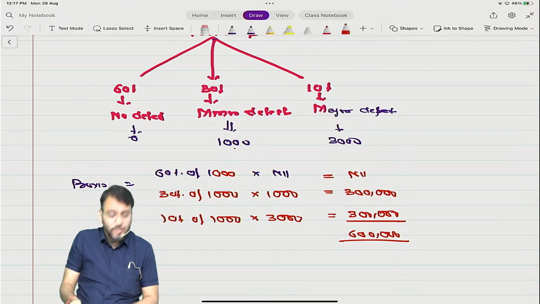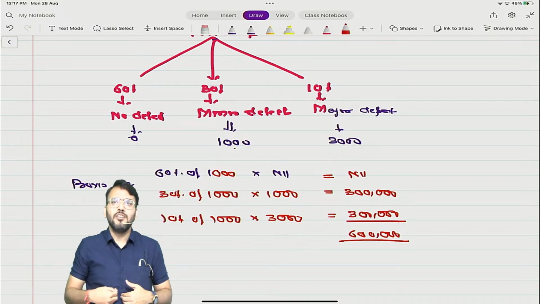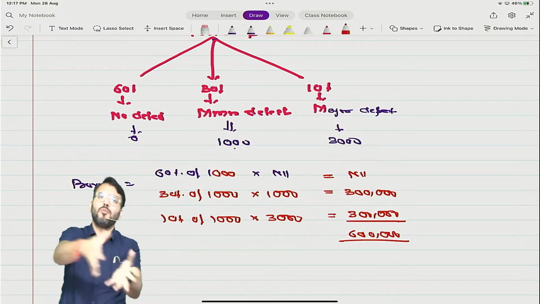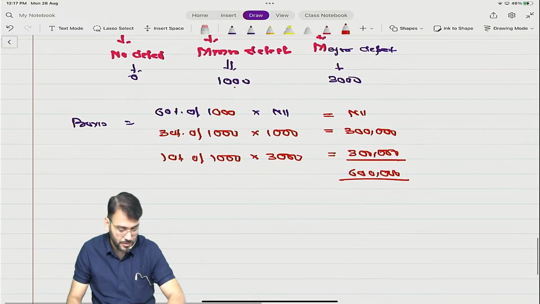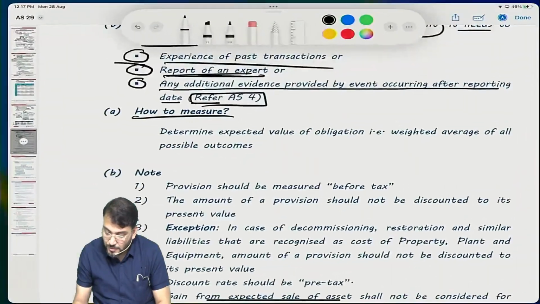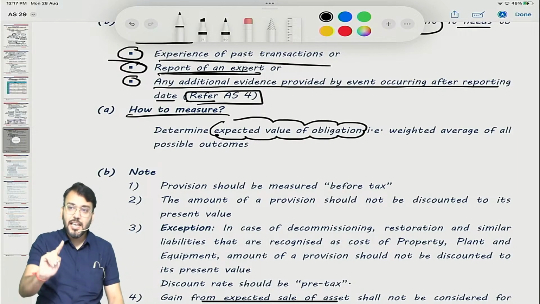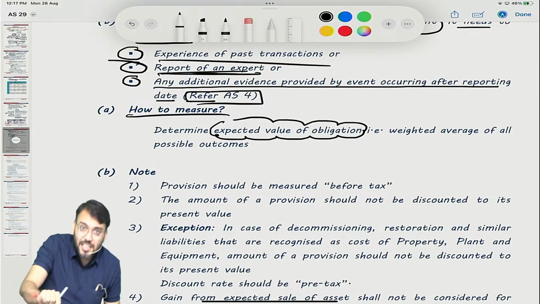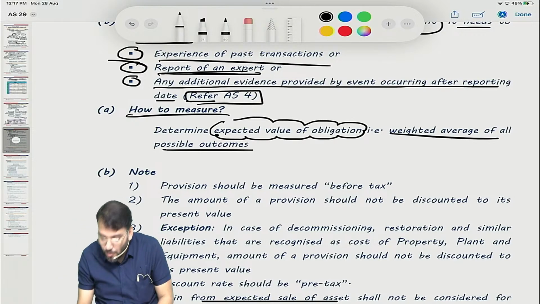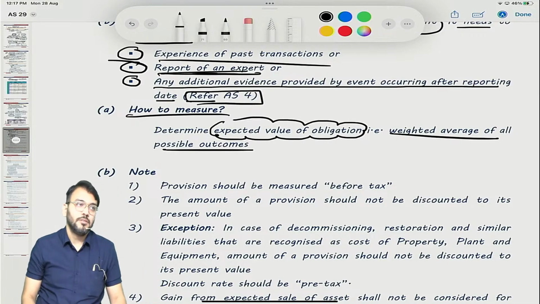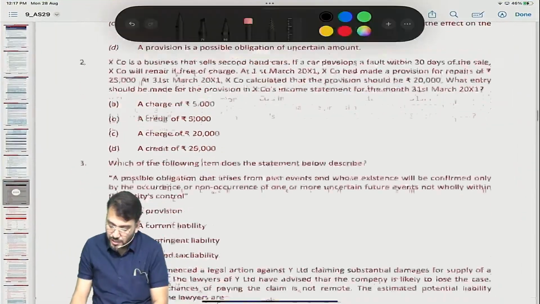Any discussion required? All this information will be given in the question. After this information is given, it is easy, because we are not management. The question will provide all information, we only have to calculate it. Simple or complicated? Simple. So what have they given? Determine the expected value of obligation. What is the key term? Expected value of obligation. That is nothing but the weighted average of all possible outcomes. Correct? Understood?